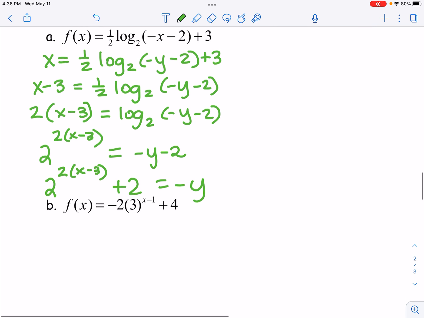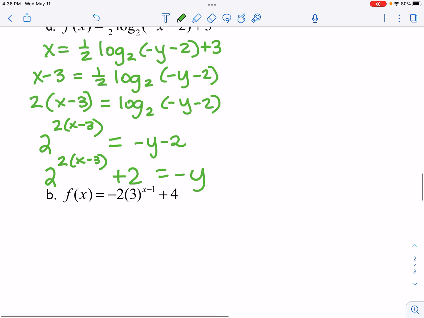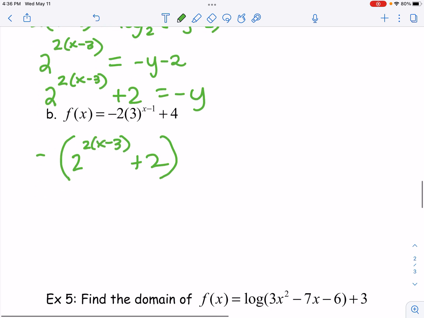Be careful with this last step. You're dividing by a negative or you're multiplying by a negative. It doesn't matter which one. Everything on this left-hand side is getting multiplied or divided by that negative. So let's think about it. If I multiply, negative times all of this, that negative is going to get distributed. So that positive 2 at the end actually does change to a negative. So this is now negative 2 to the 2 times (x minus 3) power, minus 2, equals y.